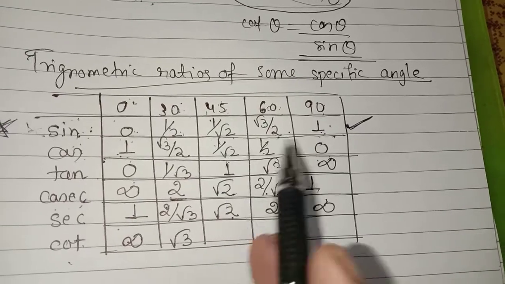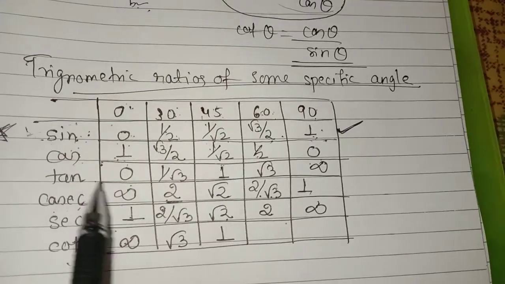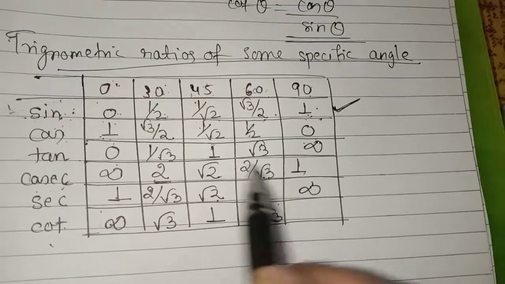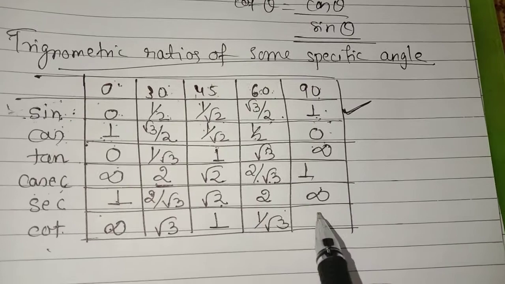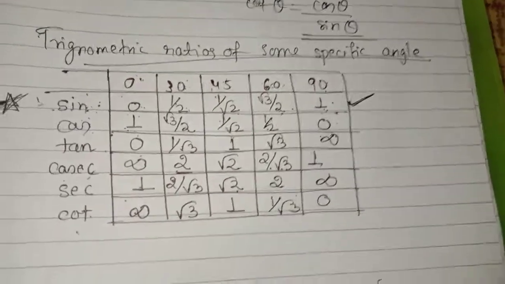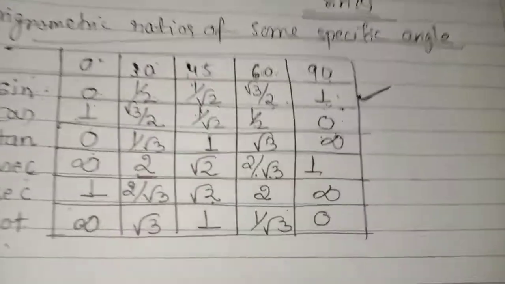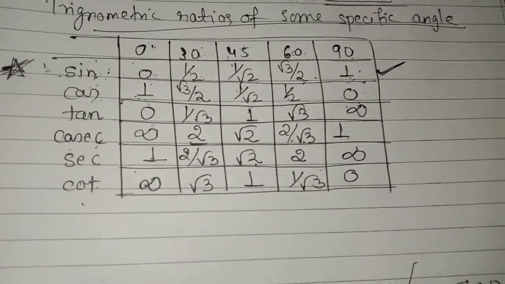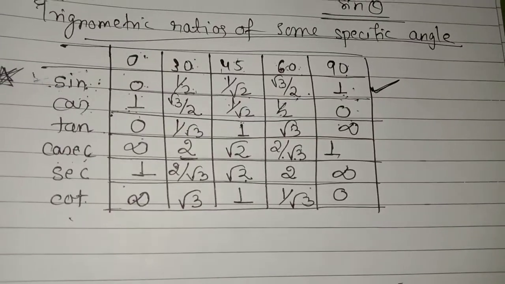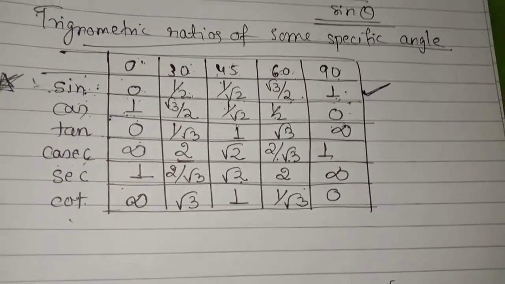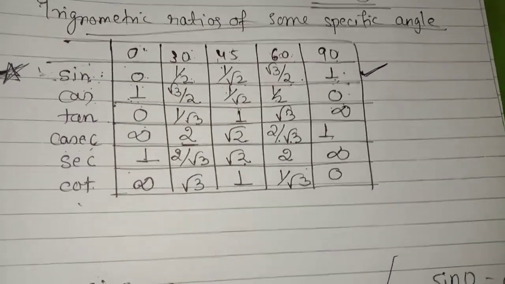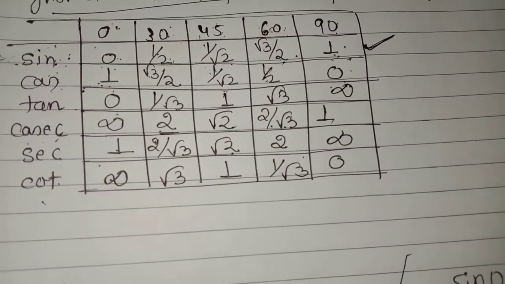Tan 45 is 1, so cot 45 is also 1. Tan 60 is root 3, so cot 60 is 1 by root 3. And tan 90 is undefined. So cot 90 is what? 0. Got it? Listen to it very carefully, one time, two times, three times, four times, and if you follow the suggestions I have given you, obviously there will not be any kind of panic or problem to remember the values. Okay, so this is the way to find the values of the given terms.